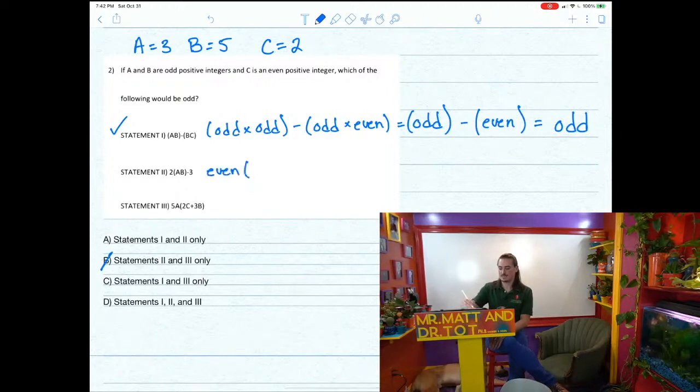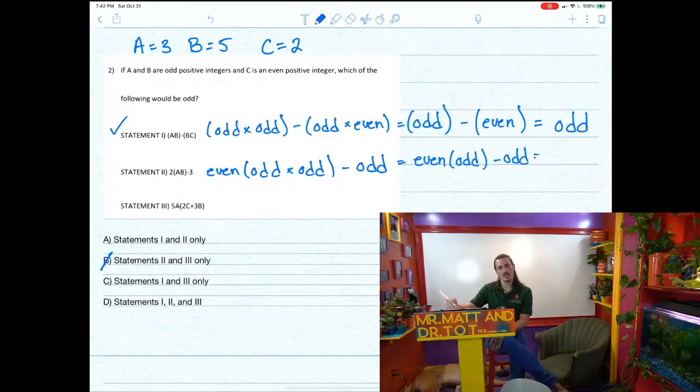Times A times B, both of which are odd. So we have an odd times an odd. And then we have minus 3. 3 is an odd number, so we're just going to have quantity minus an odd. So inside the parentheses, an odd times an odd will always produce an odd. So we're going to have an even times an odd, quantity minus an odd. An even times an odd will result in an even, so we're going to end up with an even minus an odd. An even minus an odd will always result in an odd. So statement 2 is also true.